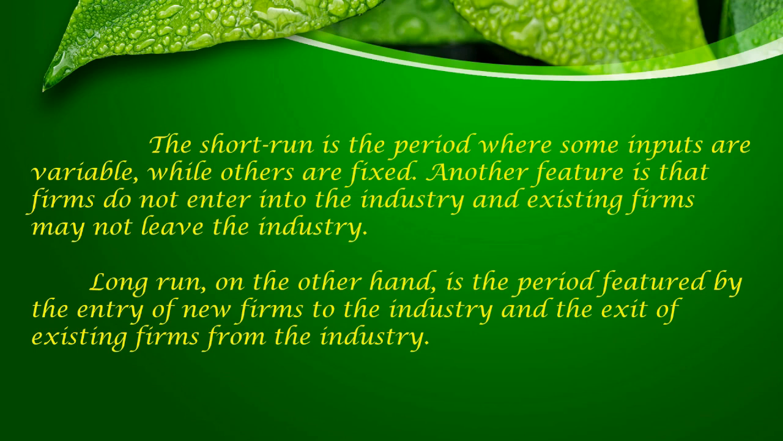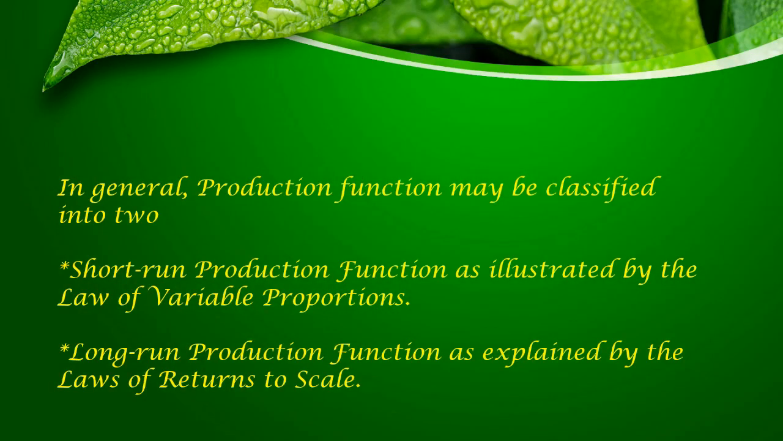Whereas the long run is a period of time during which all the factors are variable. Once the lease expires for the pizza restaurant, just think, if the lease gets over, the shopkeeper can move to a larger or smaller place. So these two periods determine the production function. In general, production function can be classified into two. As we already discussed, the short-run production function is illustrated by the law of variable proportion, and the long-run production function is explained by the law of returns to scale.